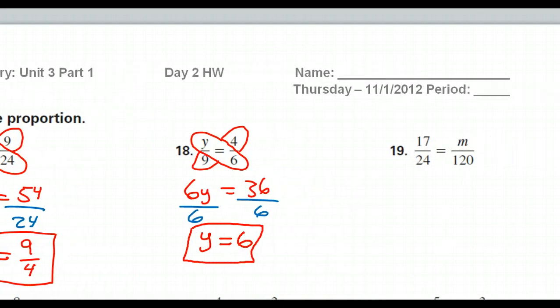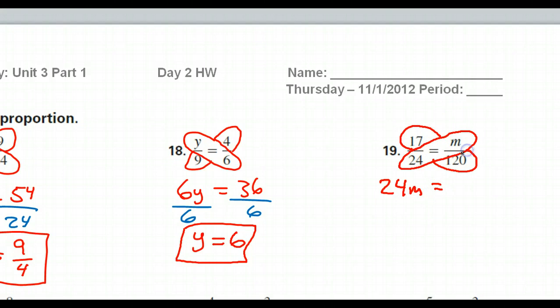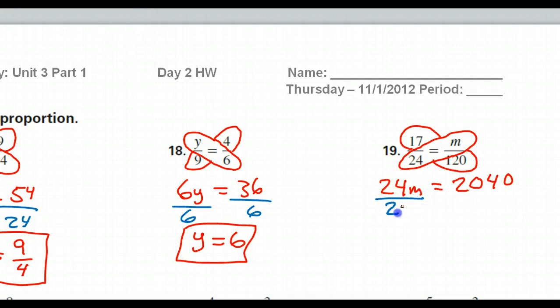Number 19. I can make a new equation by multiplying these, so 24m, and setting them equal to these. Let's see, 17 times 120, that's 2040. Divide by 24. That's 85.